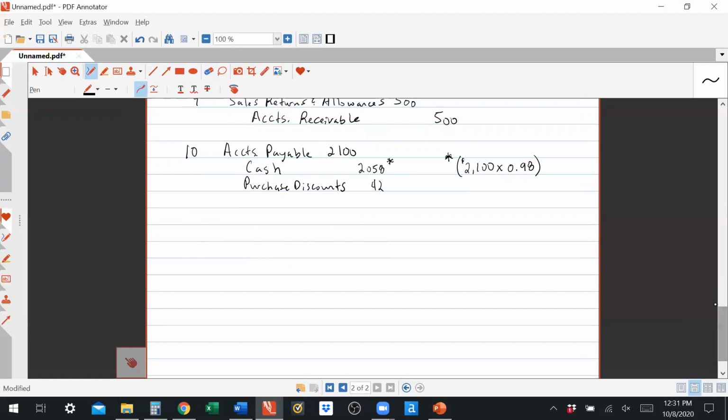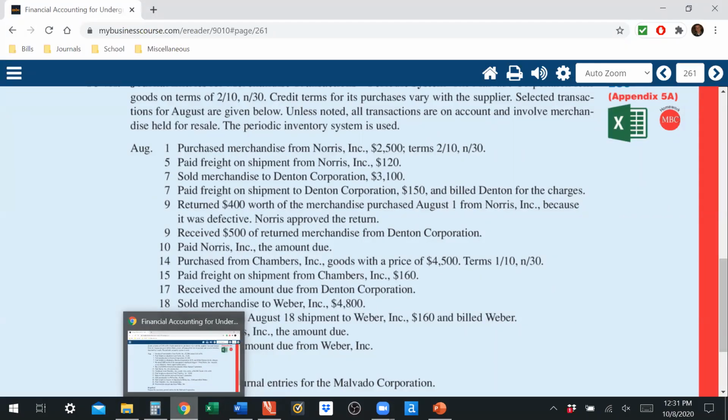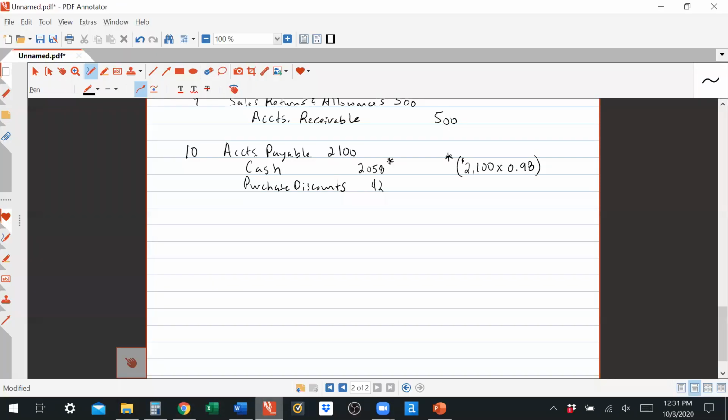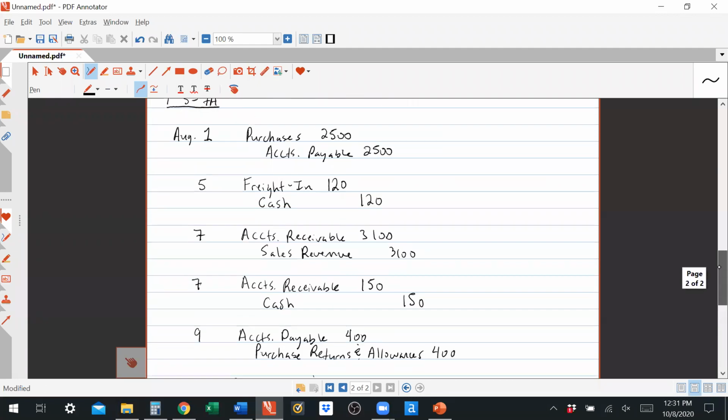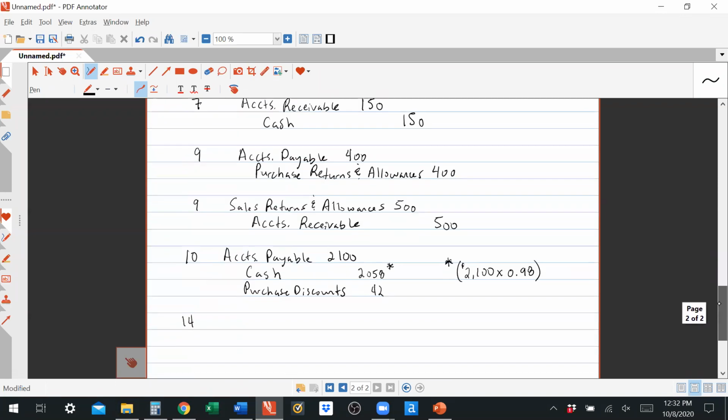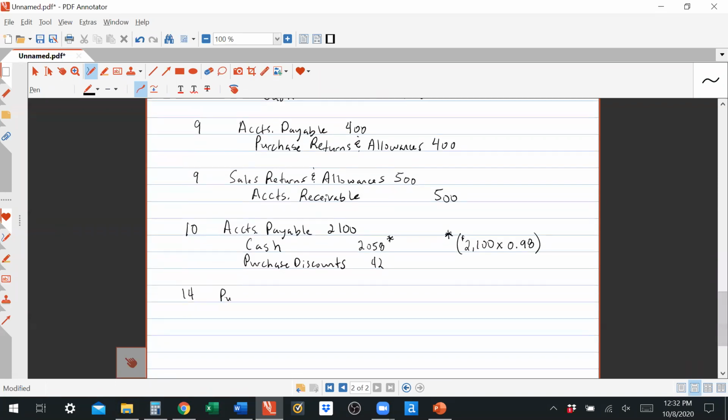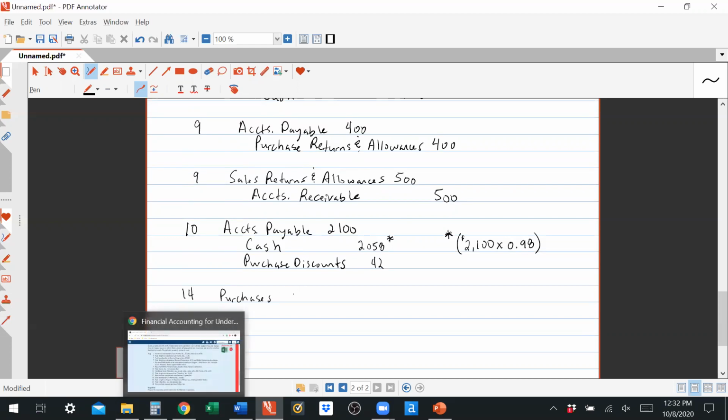August 14th. We buy some more inventory, this time from the supplier Chambers Incorporated. And we buy $4,500 worth. And the terms are 1, 10, and 30. So they're not as good of a supplier. They only give you a 1% discount if you pay within 10 days. That's fine. So the journal entry for this one is going to look very similar to the journal entry on August 1st, just different numbers. We're going to debit purchases and we're going to credit accounts payable for, what was it, 4,500?